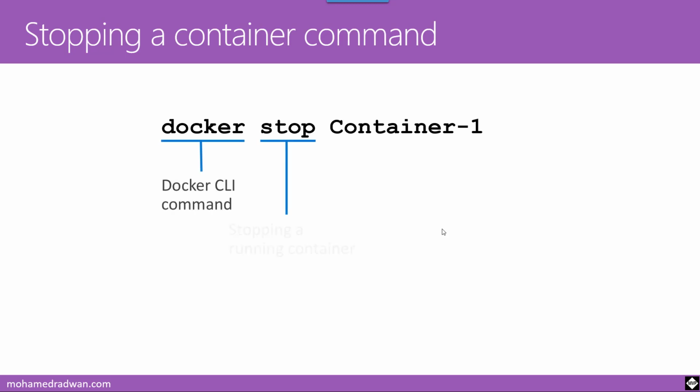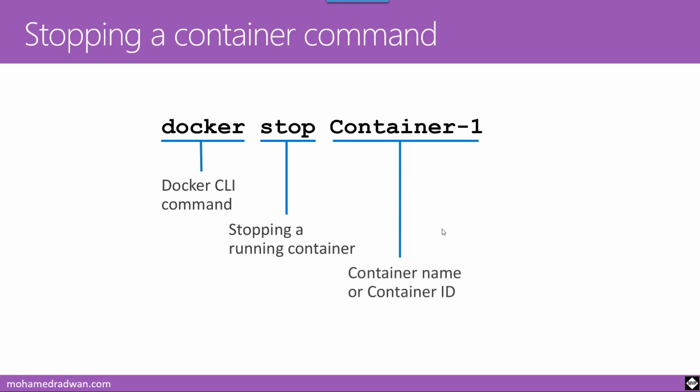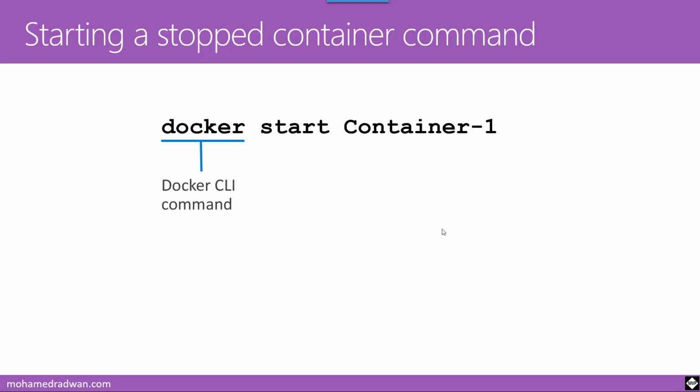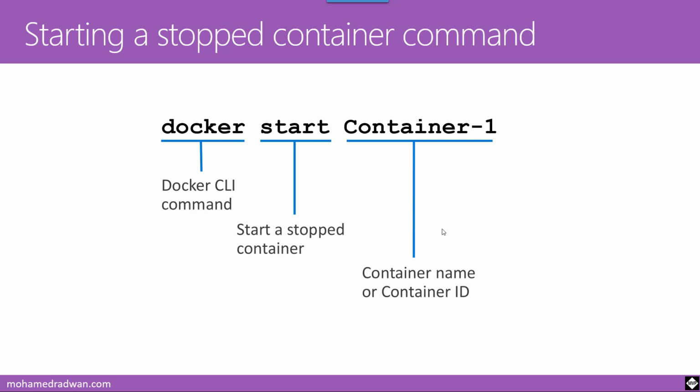This is the CLI, this is the command to stop a running container, and this is the name of the container I would like to stop. I can also start the container by executing docker start container name or container ID. So this is the CLI, this is the start command, and this is the name of the container or the container ID that I would like to start if it is stopped.